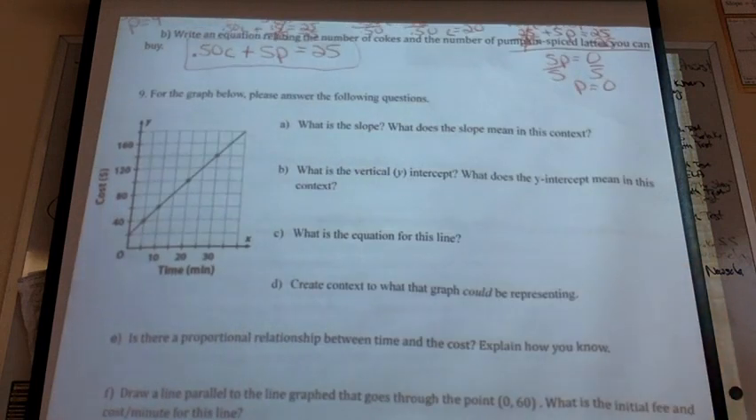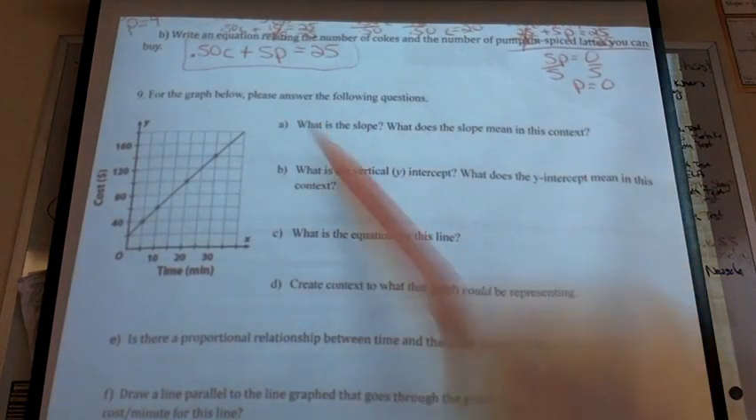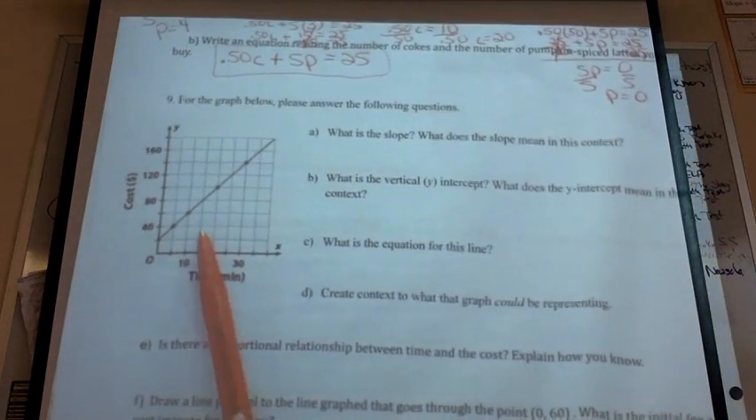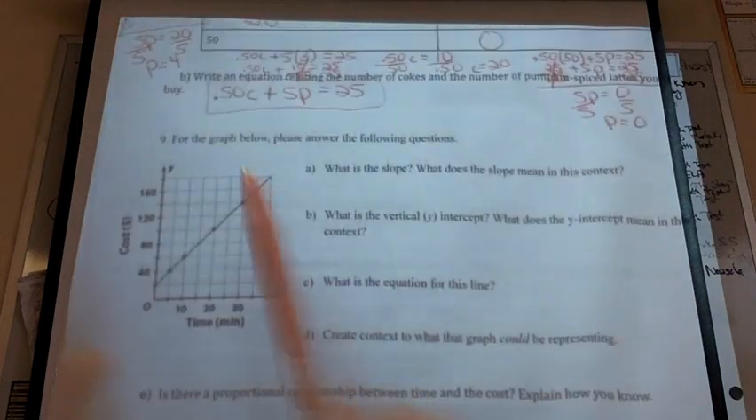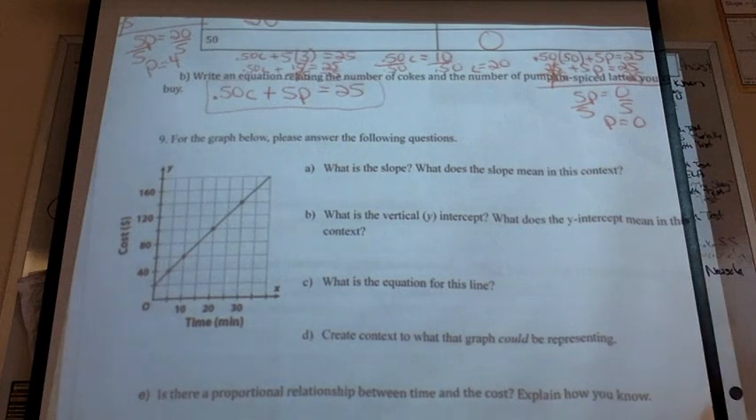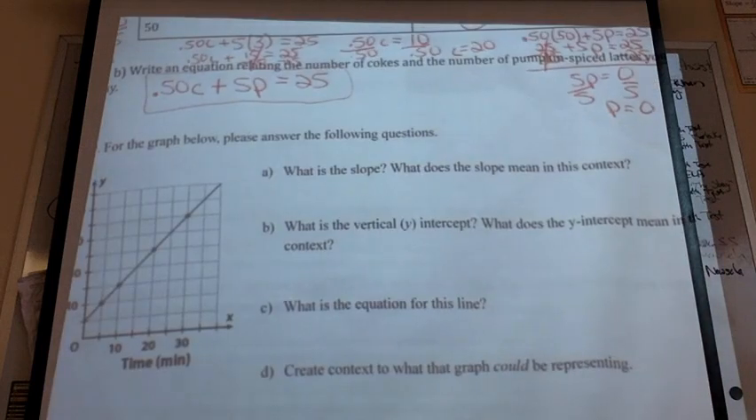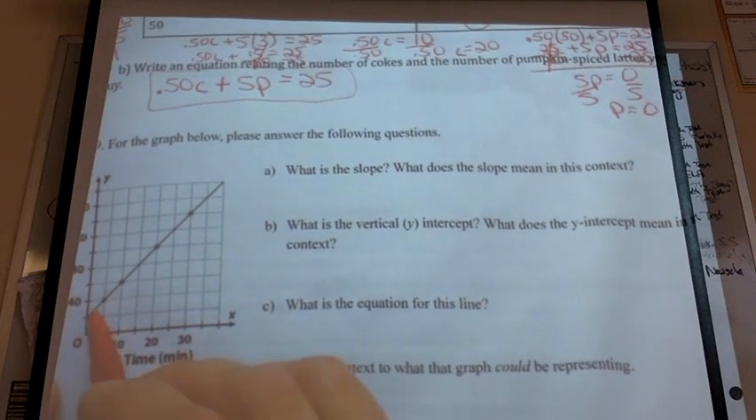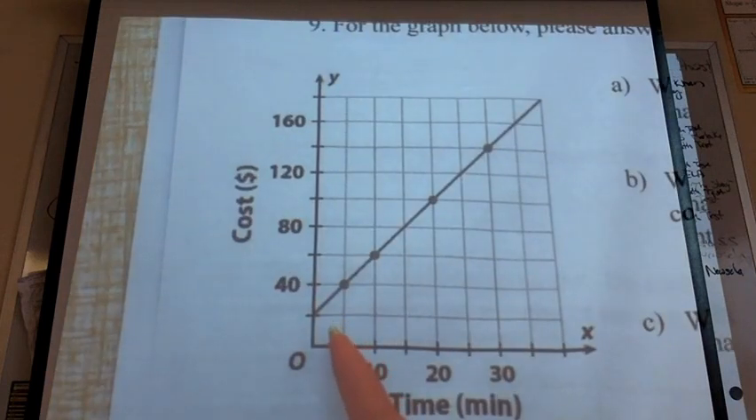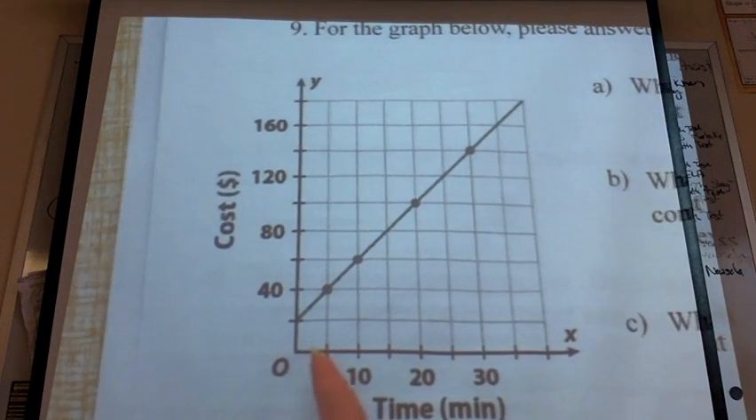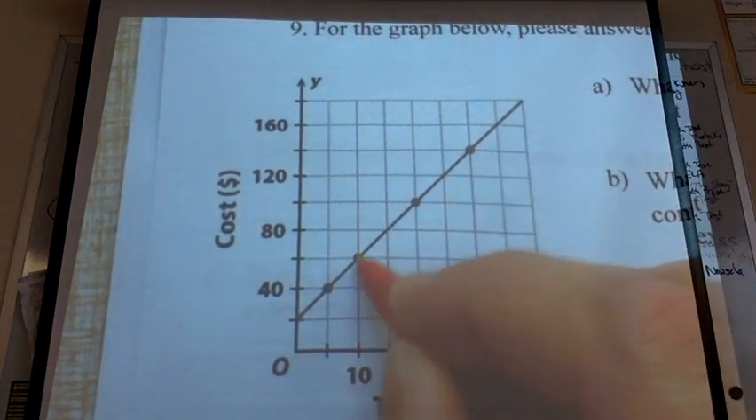Okay, on number 9, we have A through F to answer, all looking at this line graph. It says, for the graph below, answer the following questions. The very first thing is, what is the slope? There are some dots on here that already cross at an intersection point. I can pick really any of them, and I'm going to pick this one and this one.